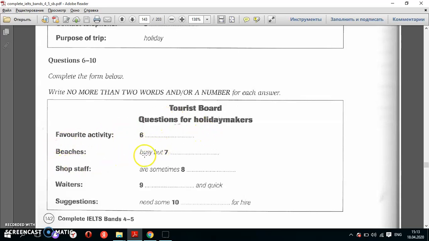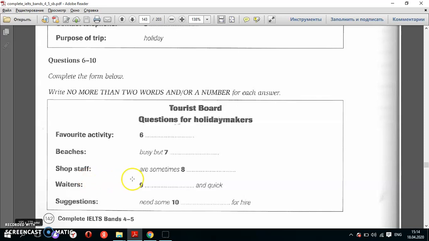Next, beaches. Busy, but pay attention. If the beach is busy, it's negative, yeah? It's crowded, it's full of people. But there is a linking word, 'but', which means an opposite word is coming up after it. So busy is negative for a beach, and now we need a positive adjective. Busy, but big. Busy, but comfortable, something like this. So you need to write one positive adjective. It's highly likely that there is a positive adjective after one negative adjective because of the linking word 'but'.